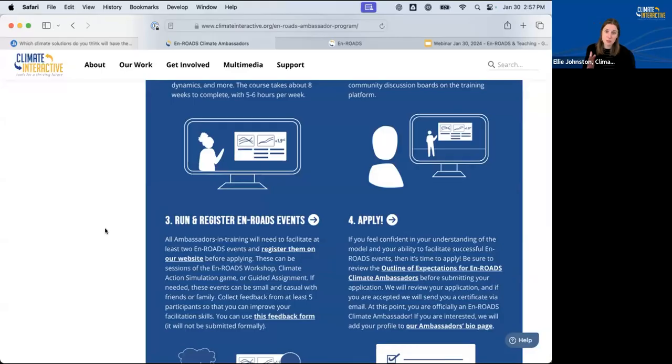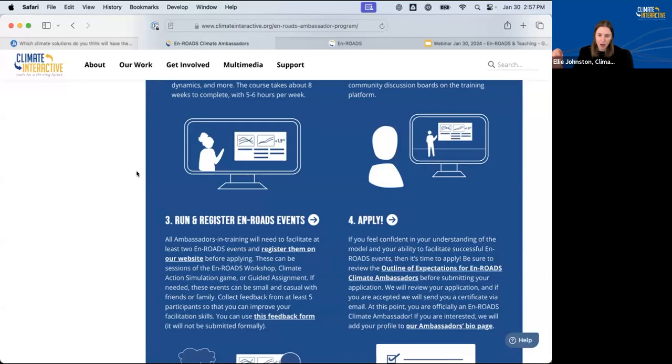Anytime you use En-ROADS, we really ask you to please register your events. That's how I got that big number: 6,500 plus classes and events have used En-ROADS in educational settings. That's inspiring to this whole community of people that are out there using it. It's inspiring to us that are building it, and helps build the case to the funders who help support our work.